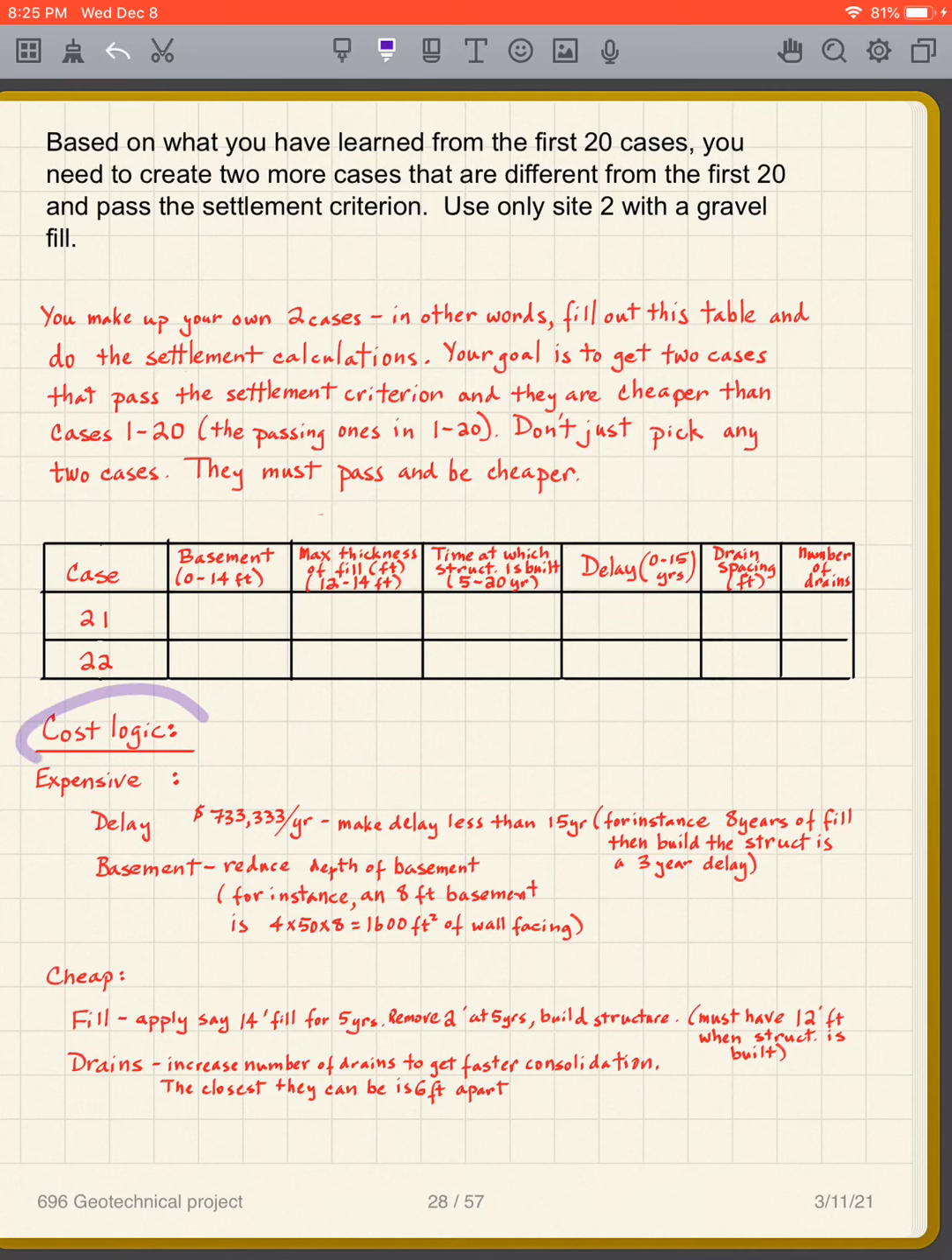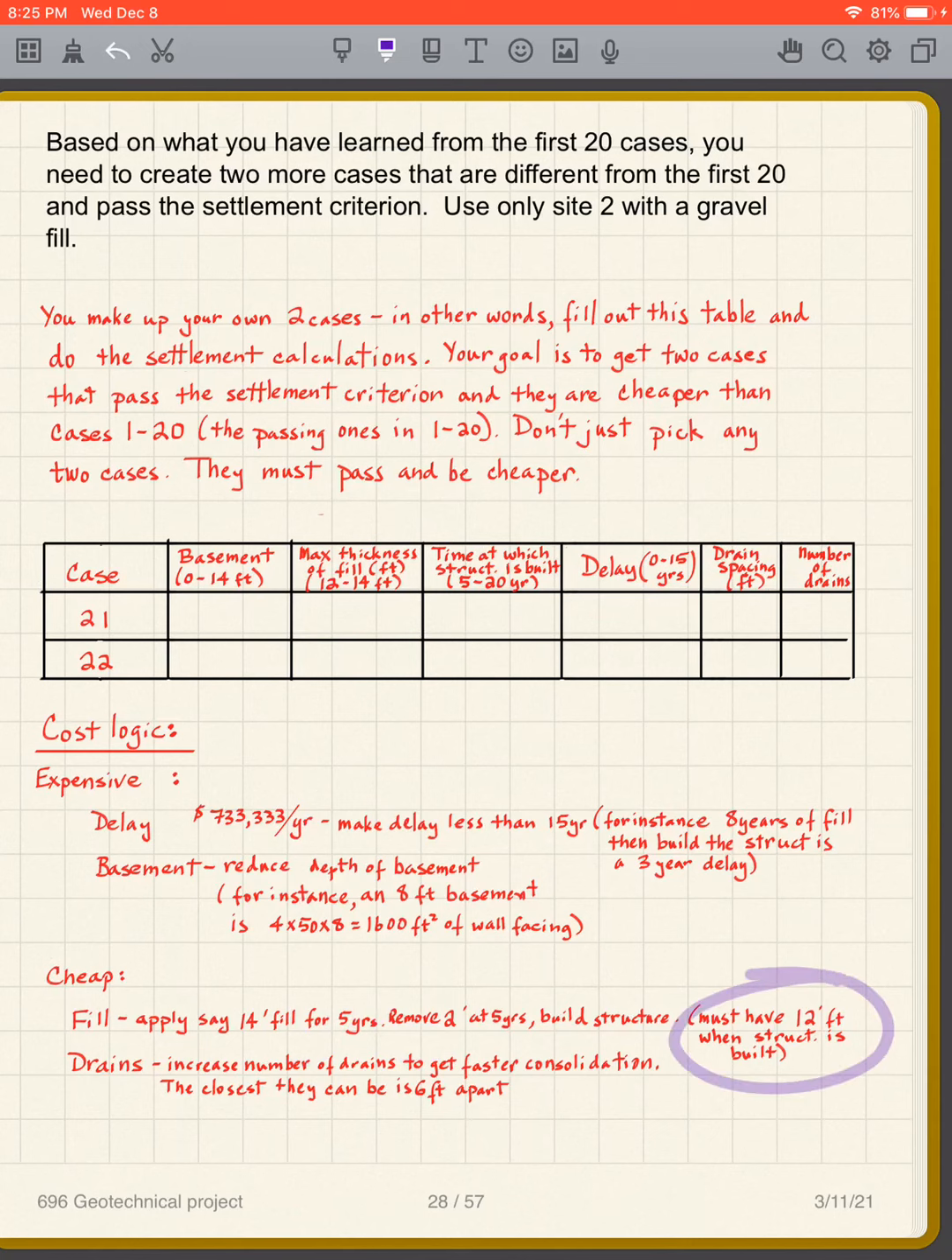Now, there's some cost logic here that you should use. In other words, what's expensive and what's cheap. What's expensive is the delay. The delay is expensive, so you think twice before you put on too much of a delay. The basement's pretty expensive, so you want to get away with as little basement as you can that still works. It's got to work though. What's cheap is the fill. The drains are also cheap, so you can increase the fill, maybe 14 feet for 5 years, then remove 2 feet at 5 years. You can do things like that.